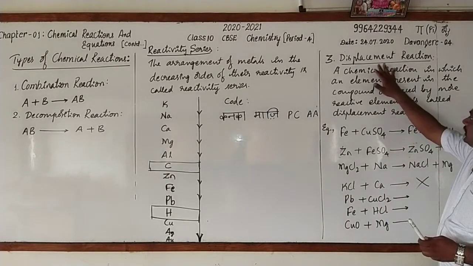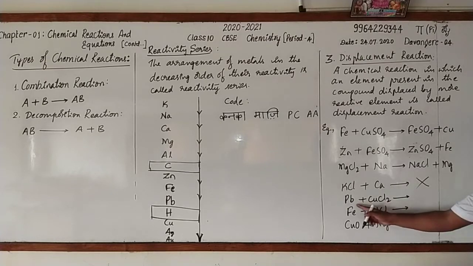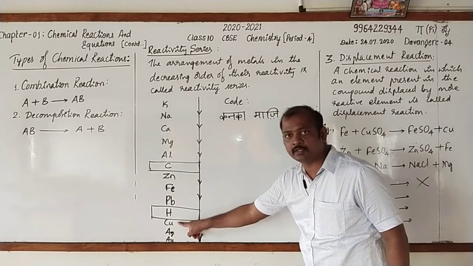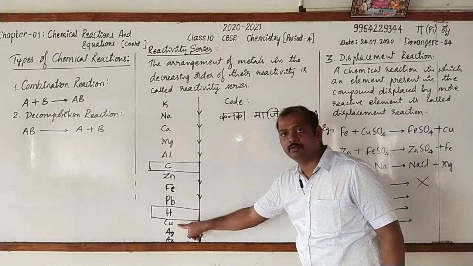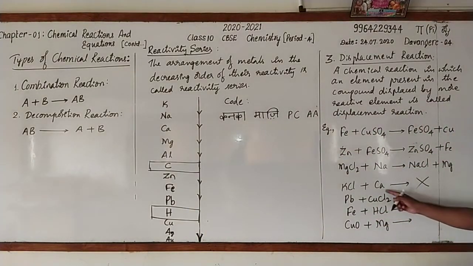Yes, I have written the definition and these are the examples, and here I have taken 3 more examples. You just try to complete that. Pb plus CuCl2. Observe Pb and Cu, which is more reactive? Lead is more reactive than copper, hence it can displace copper from copper chloride. Then what will be the compound? It is PbCl2 plus Cu.